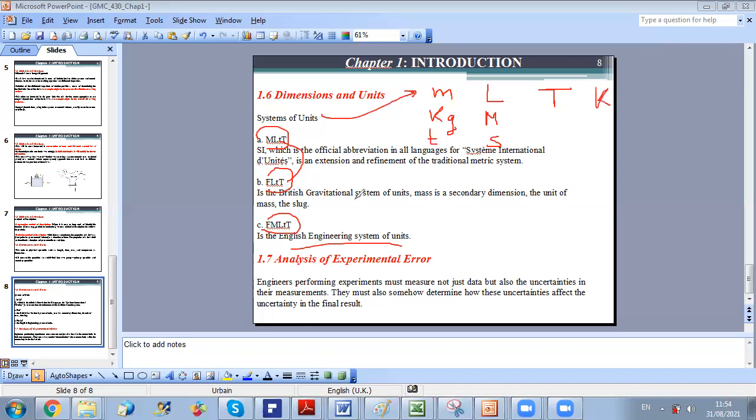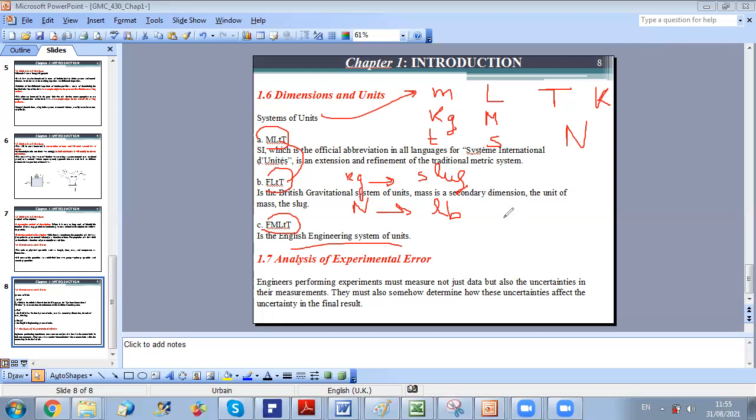Now, in the British gravitational system, what is equivalent to kilogram is slug. So when we deal with the British gravitational system, the unit of mass is slug. Here, the unit of force in this system is Newton, while in the British gravitational system, it is lb. And you should pay attention, the equations are all the same, but mainly you don't have to convert from one system to the other.